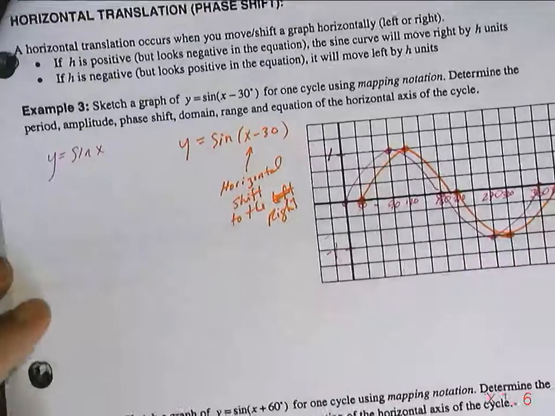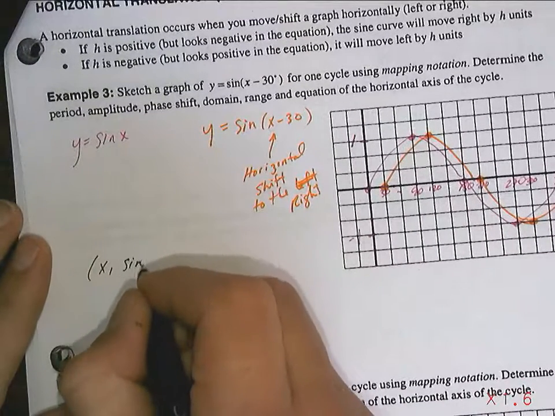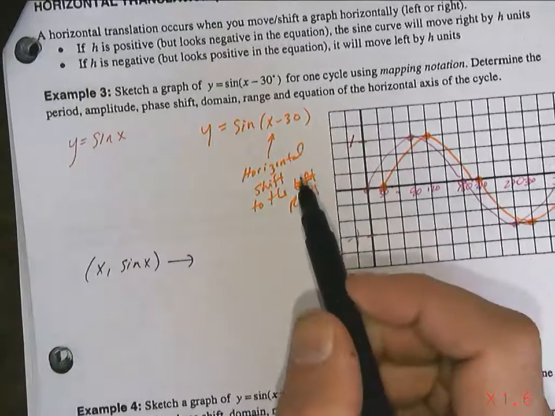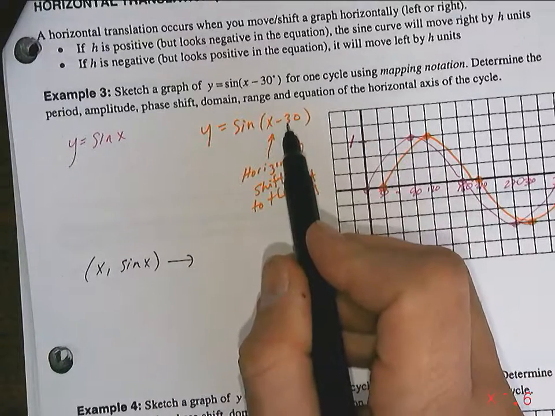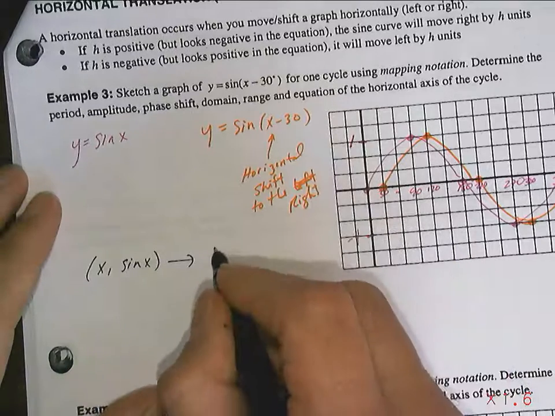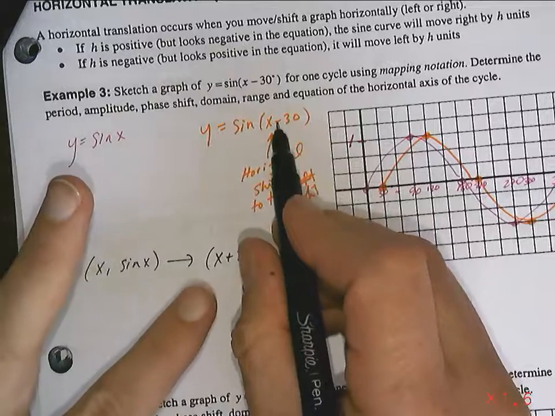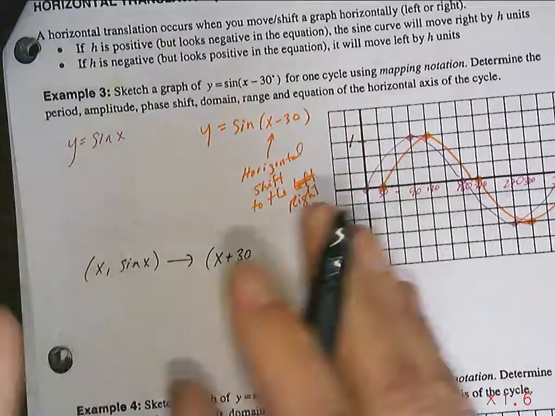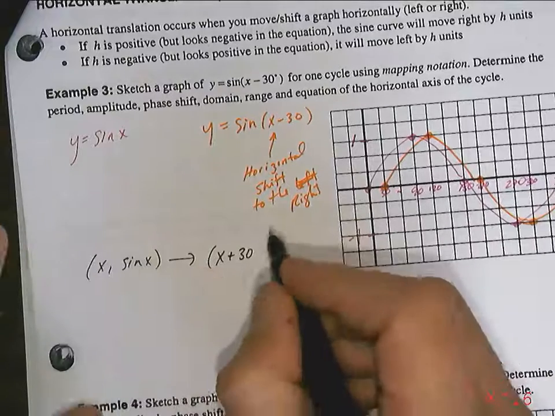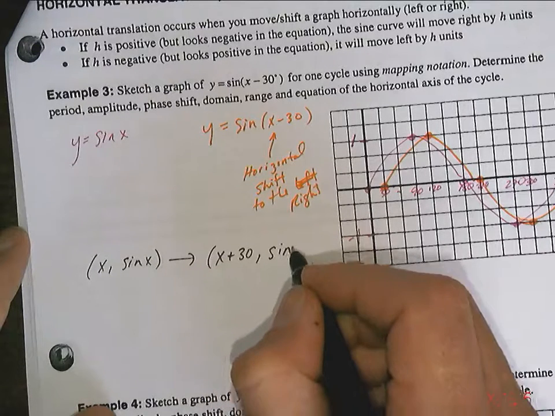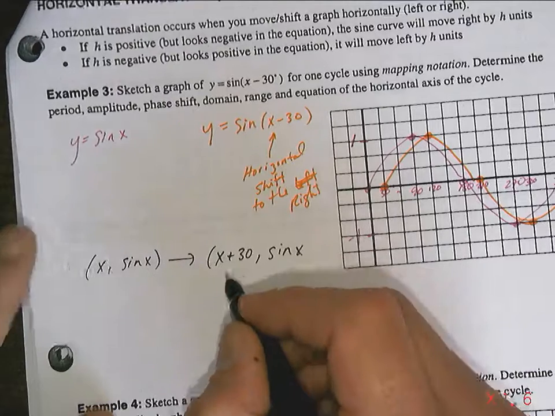Now what if you needed to do this as a point notation, a mapping? Well, the original one is (x, sine x). Now for this one, you have to think about what's happening here. You're moving to the right 30, so what's actually happening is it's x plus 30. That's movement to the right. Now I know it looks negative and you want to put a negative in there, but it's not. You have to move to the right 30, so you take your x value and add 30 to it. And then it's going to be simply sine x for the new one.